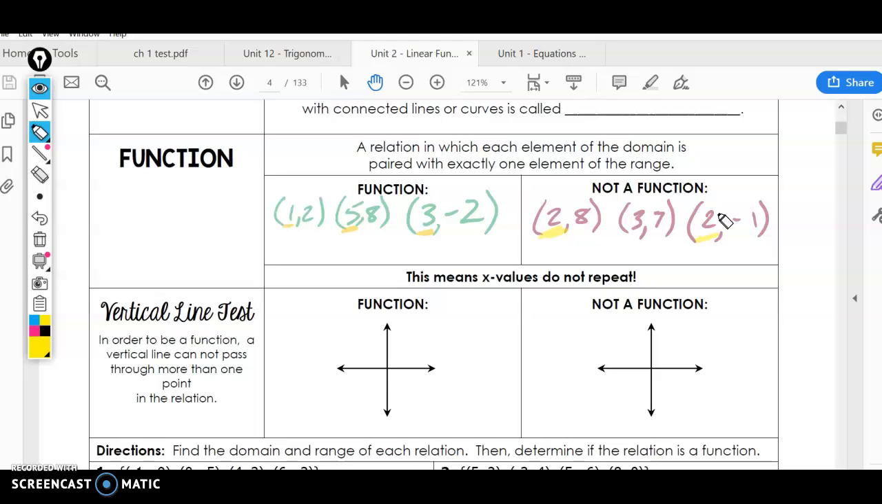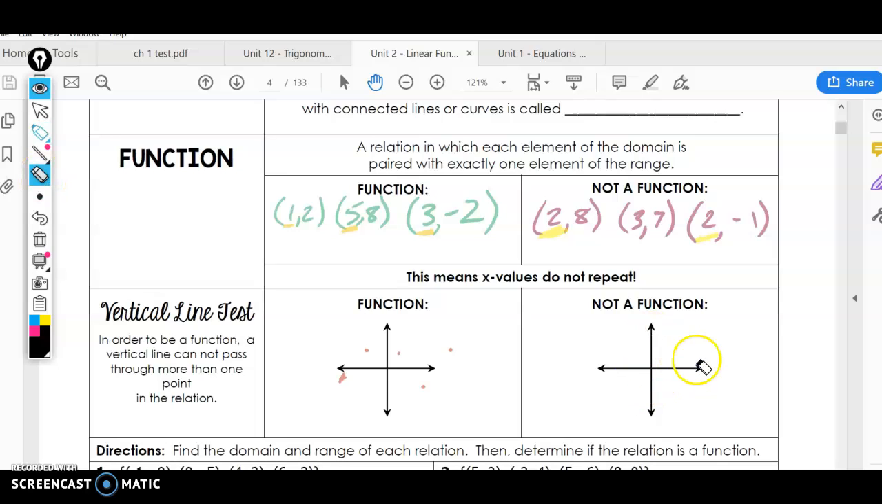Another way to check to see if a graph is a function or not is through what's called the vertical line test. So a normal function, it's continuous, just looks like that. Or it could look discrete, where you have dots everywhere, just like that. But not a function looks like this, where if we take a vertical line and draw it through the graph, it's going to pass the graph at 2 points or even more. So this is not a function because a vertical line passed through the graph more than once.